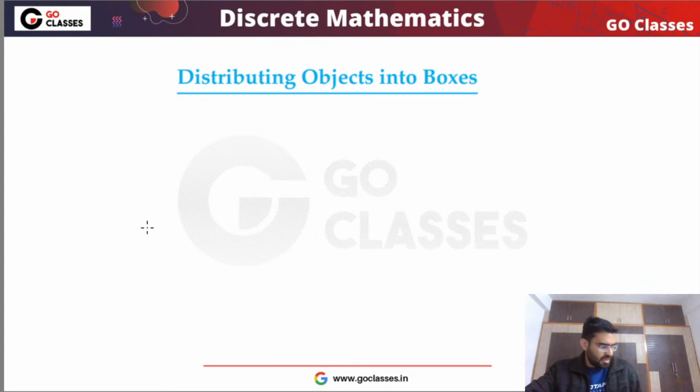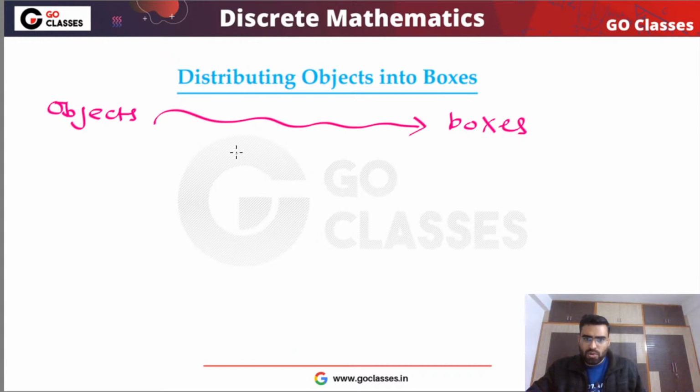So in the last lecture, we have already seen many questions related to combinatorics. Today we will start with distributing objects into boxes. Basically here we have four types of templates. One is distinct, where we want to distribute objects into boxes. We have some objects and some boxes, and we want to distribute the objects into these boxes.